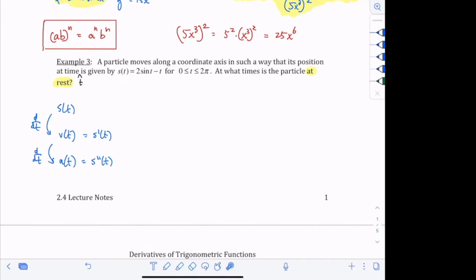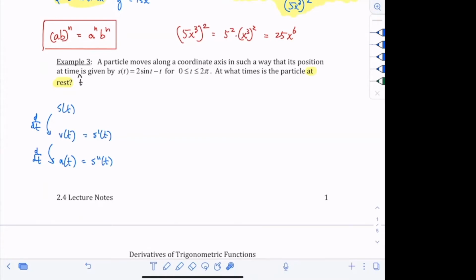Now, here's my question for you. When we talk about being at rest, is that a position thing, a velocity thing, or an acceleration thing? What do you think? Anyone? Position, velocity, or acceleration? What does at rest refer to? Position? Yeah, position would be like, where am I? Position is like, where are you? Velocity is how fast are you moving?